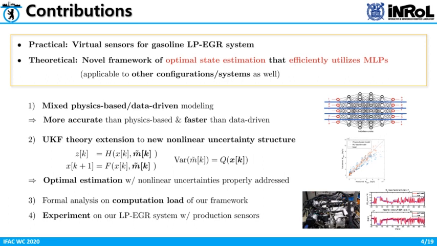More precisely, we first propose a mixed physics-based data-driven modeling approach, which is more accurate than physics-based modeling, while also faster than data-driven modeling. Second, we extend the unscented Kalman filtering theory to the new nonlinear uncertainty structure that comes from the proposed modeling approach. By doing this, we optimally combine the models and the sensors with their modeling and sensing uncertainties properly addressed in the sense of UKF. Thus, obtain optimal state estimation.